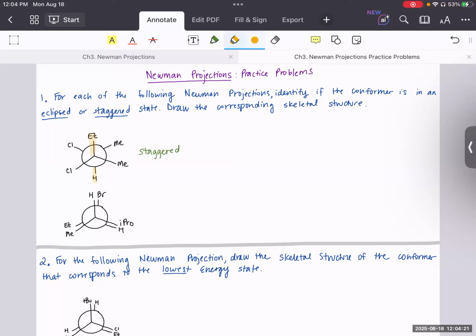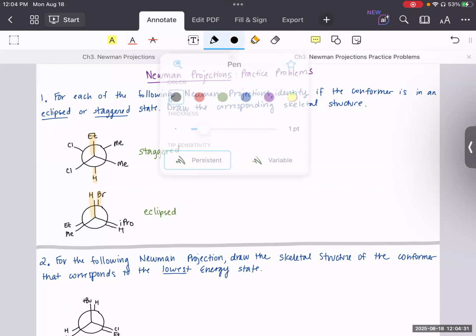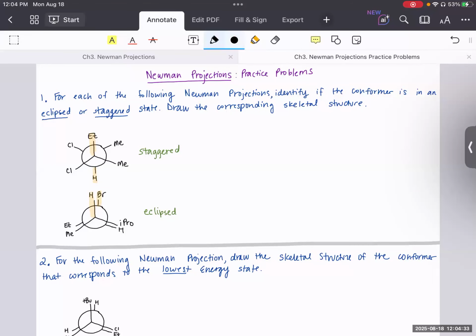While for this other one, we can see that the groups are lined up with each other, or they're directly over each other. And so this one's going to be eclipsed. To convert these to the skeletal structure, we'll start off with that first middle bond. This is going to be that carbon front and carbon back. I'll label that as CF and CB. And we'll end up having the same thing for this eclipsed one on the bottom too.